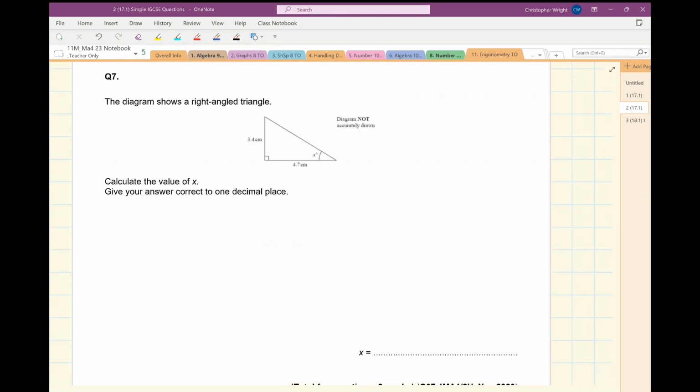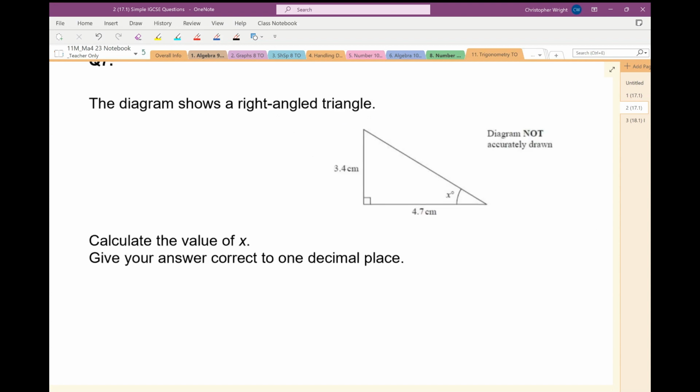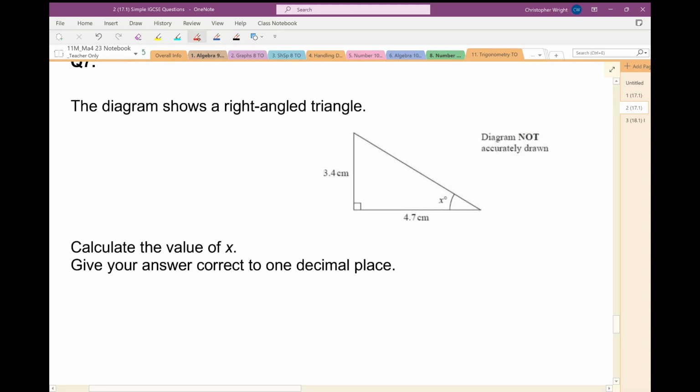Question 7. Right, I've got a right angle triangle here, and I'm asked to find the angle x. Now, what have I got here? I've got the opposite, and I've got the adjacent. And I can see that I'm going to use tan. So tan of the angle, tan x, is going to be the opposite divided by the adjacent. Sorry, I've written tan alpha there. That's right, tan x.